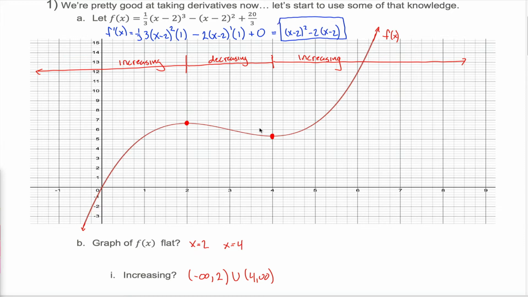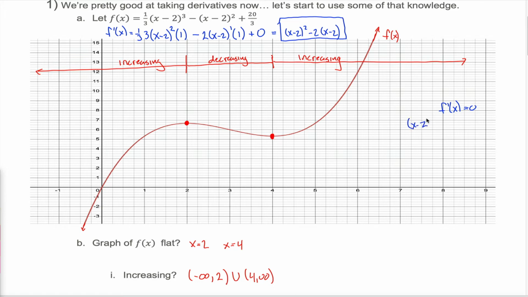Now that I know this derivative, I can figure out where my function is flat without looking at the graph at all. The function is going to be flat when the tangent line to the graph at that point is horizontal. In other words, the slope of the tangent line is just equal to 0. So if I take f'(x) and set it equal to 0, I can solve for x to find, hopefully, these 2 points. Let's see if it works.